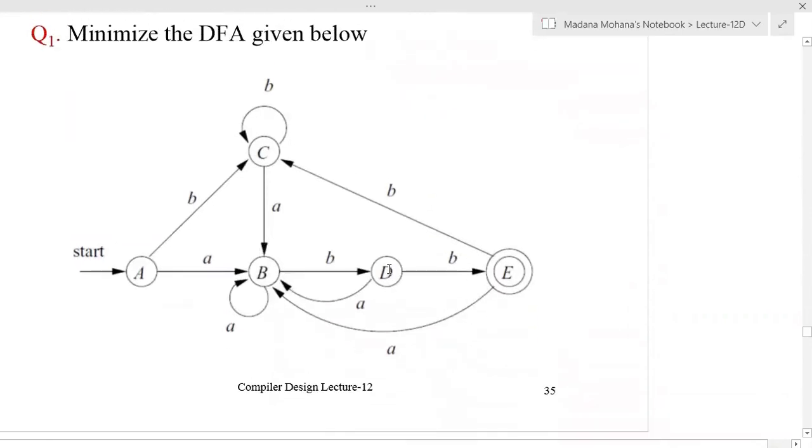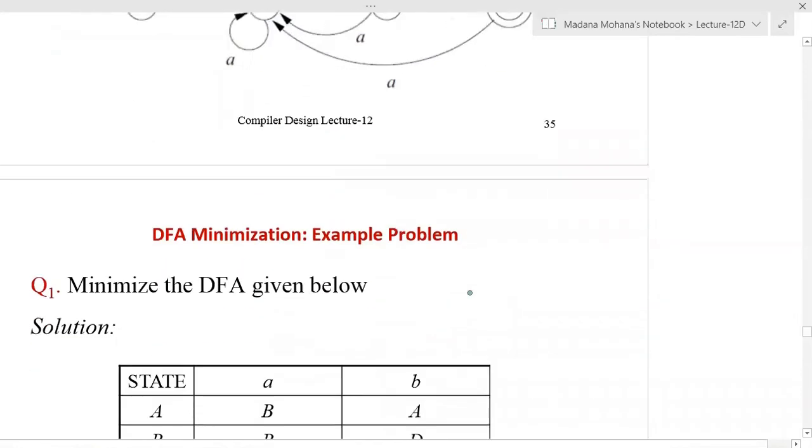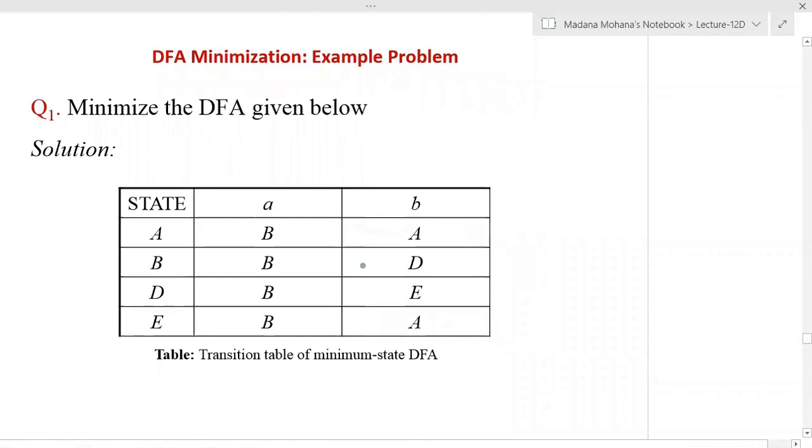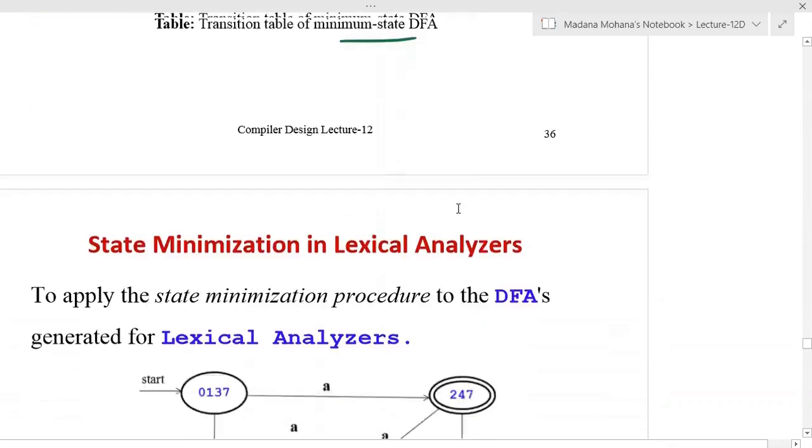Now let us consider one example. Minimize the DFA given below. The states are numbered A, B, C, D, E. After applying this table filling algorithm, here you will get the minimum state DFA. Here A, B, D, E. Here one state is minimized, and these are all the transitions. You can practice this problem using the table filling algorithm.